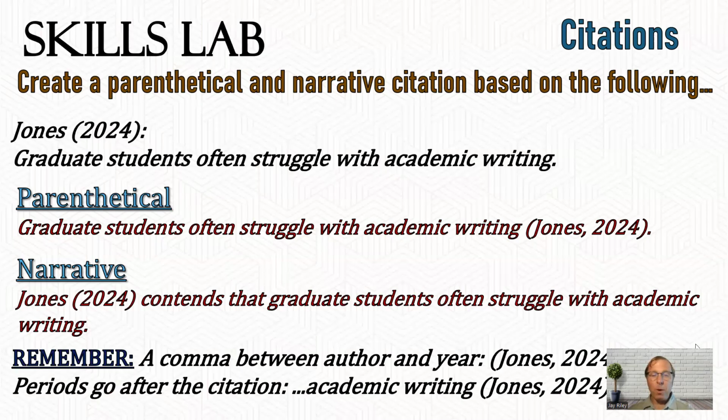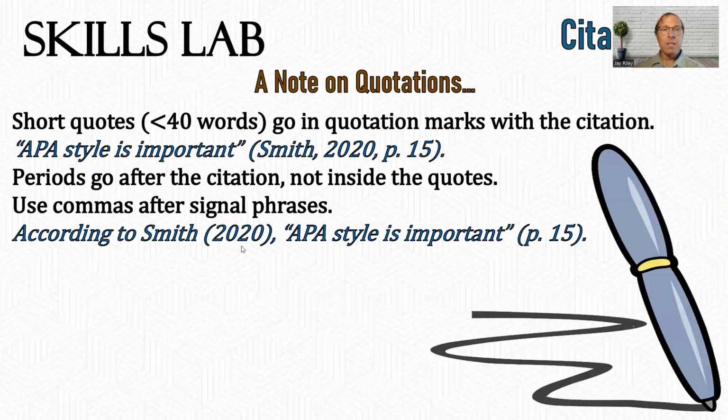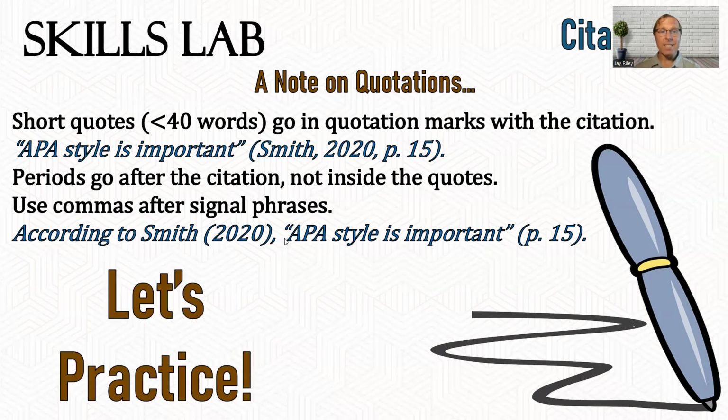So we want to remember, we want to put a comma between the author and the year, Jones 2024, when we're using parenthetical citations, and periods go after the citation. So just a note on quotation. Short quotes, less than 40 words, go in quotation marks with the citation and a page number. Periods go after the citation, not inside the quotes. And we use commas after our signal phrases, right? After we're introducing what a researcher has found. So let's practice this here.